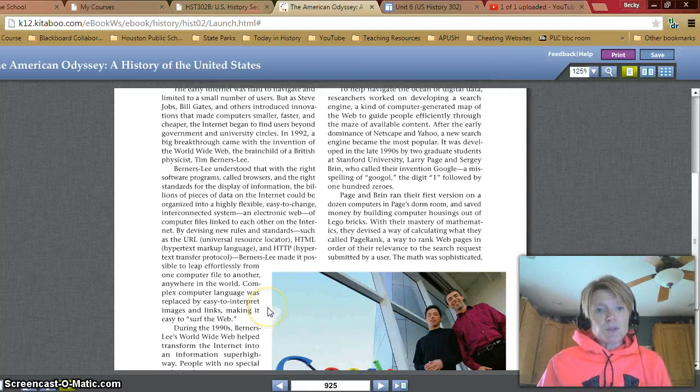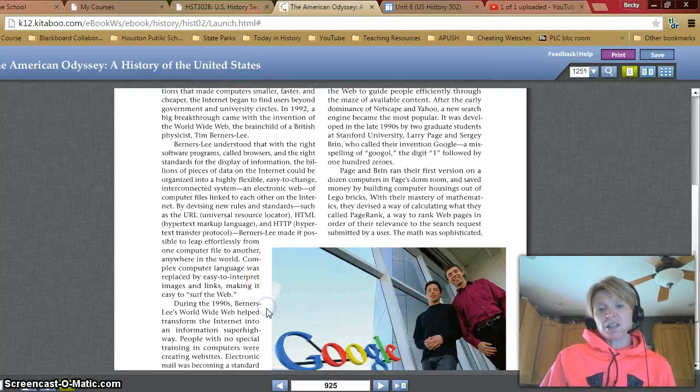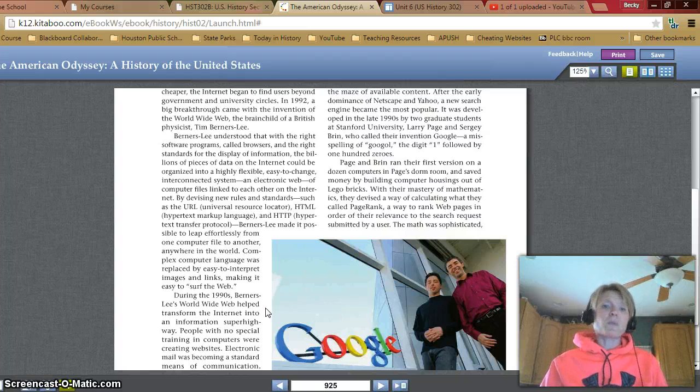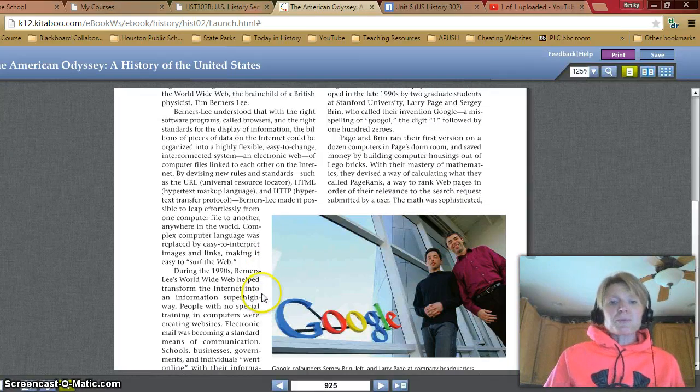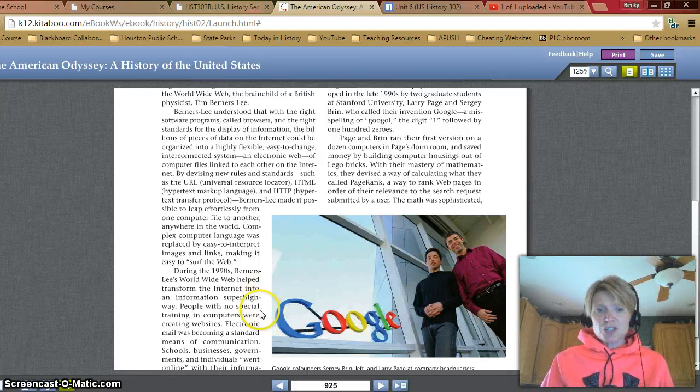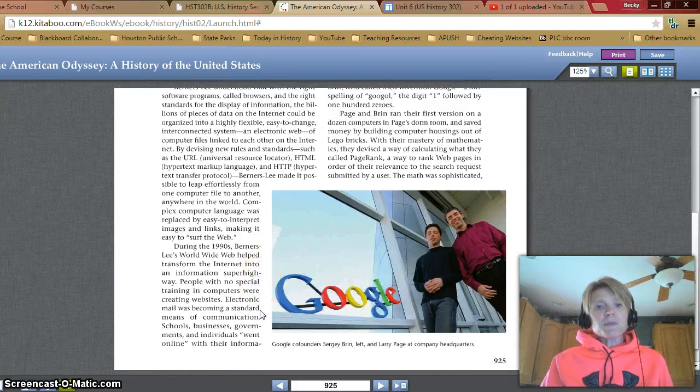Complex computer language was replaced by easy-to-interpret images and links, making it easy to surf the web. During the 1990s, Berners-Lee's World Wide Web helped transform the internet into an information superhighway. People with no special training in computers were creating websites. Electronic mail was becoming a standard means of communication.